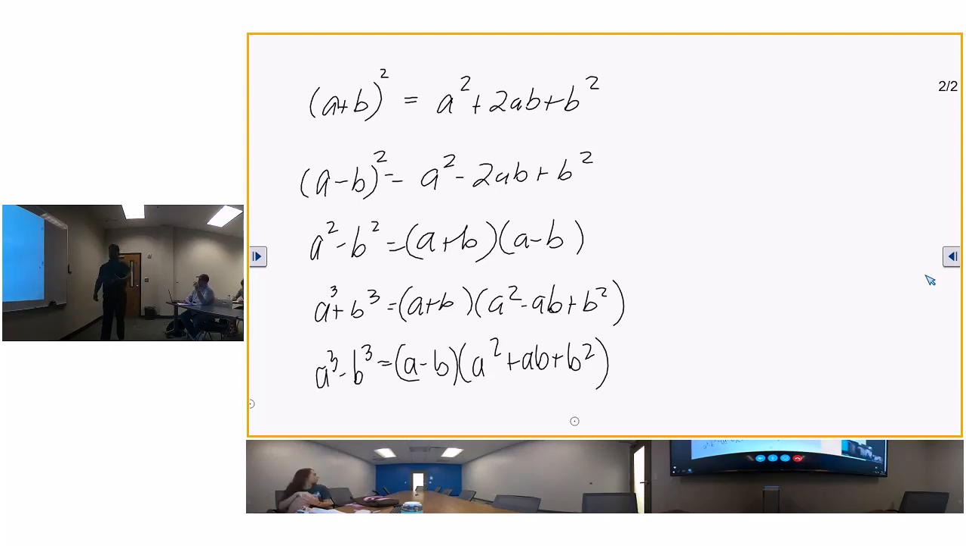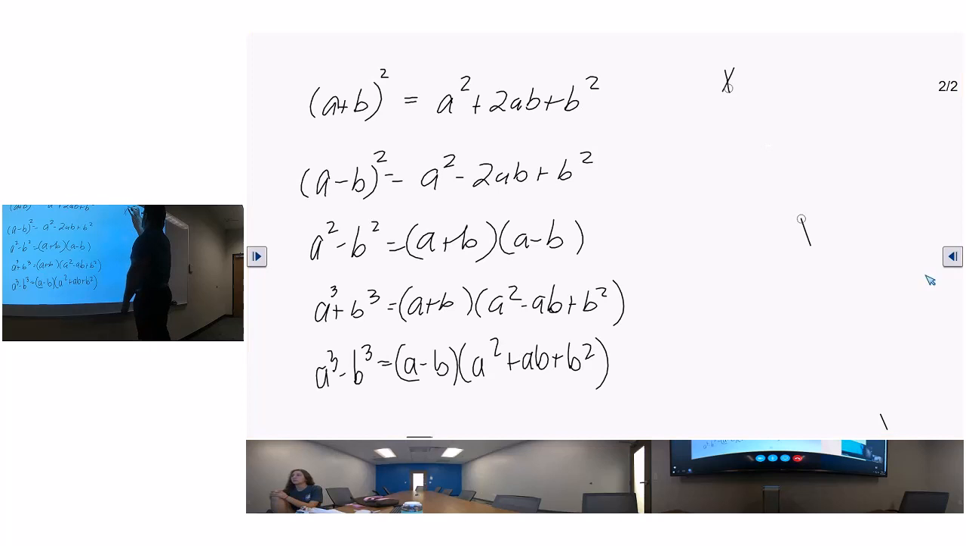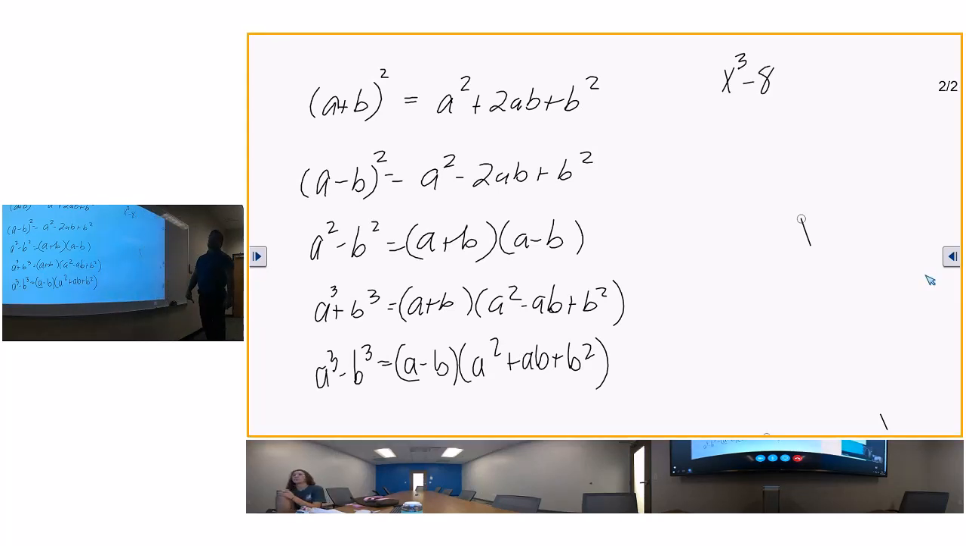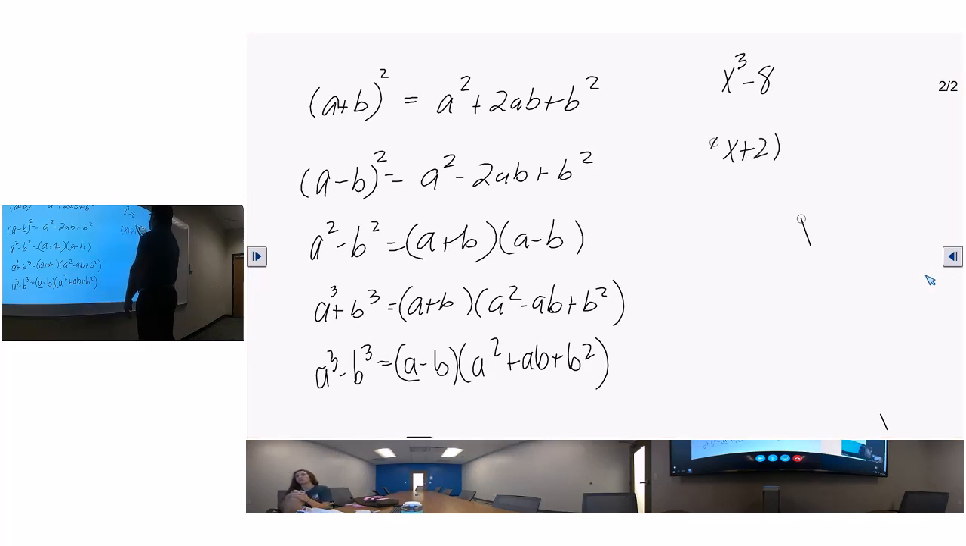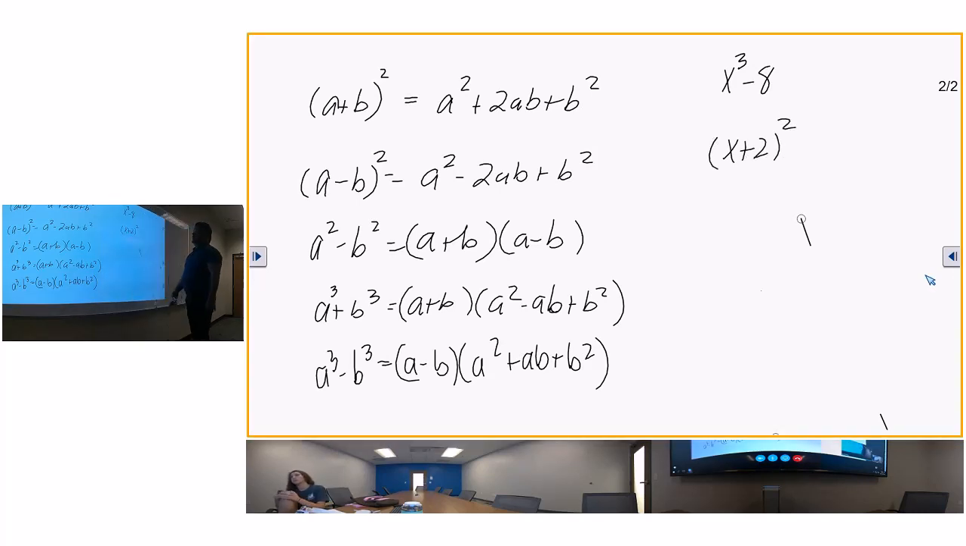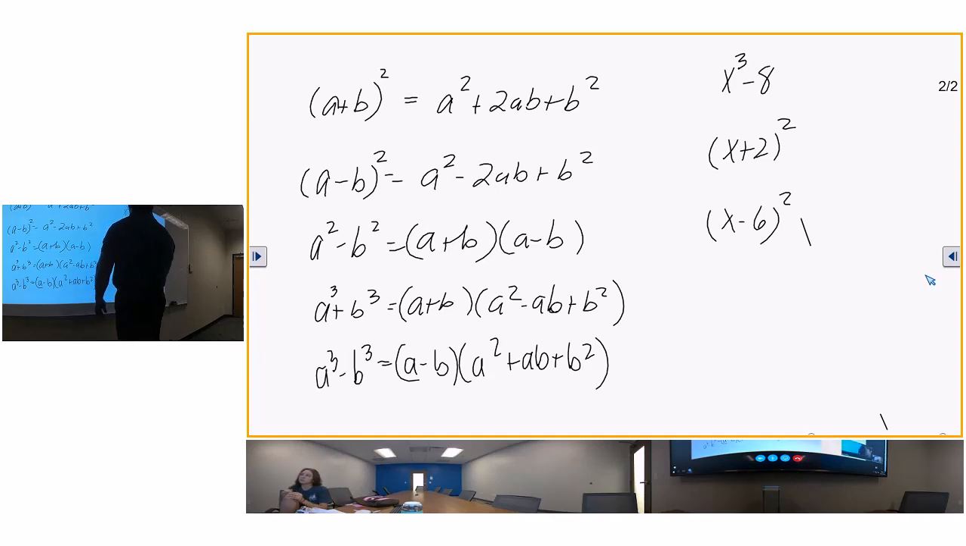And that's what they make them, especially in calculus. They have these all over the place. You'd have to have x cubed minus 8, and that would be shortcut number 5. X plus 2 quantity squared is shortcut number 1. X minus 6 quantity squared is shortcut number 2. Wait, why is the first one shortcut number 5? Oh, because 8 is a perfect cube.